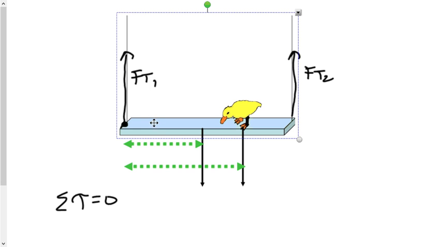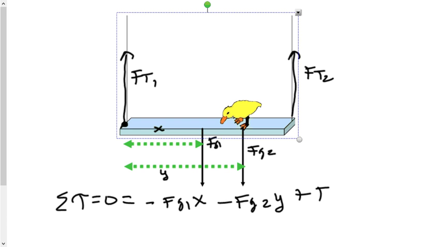Okay, so let's call this distance here x, and this distance y. And of course, we'll have a total distance there. So that's going to equal then, and we'll just call this one force gravity 1, and this one's force gravity 2. So it'll be a minus force gravity 1 multiplied by x, minus force gravity 2 multiplied by y, and then plus a force tension 2 multiplied by d. So you see a very similar equation. Then we can use the sum of forces in the y direction to get our force tension 1.